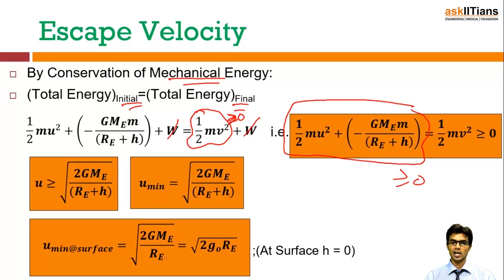If we multiply numerator and denominator by R_E, then G M_E by R_E square can be written as g naught, so u minimum is the square root of 2 g naught R_E. This is also the u minimum at the surface.